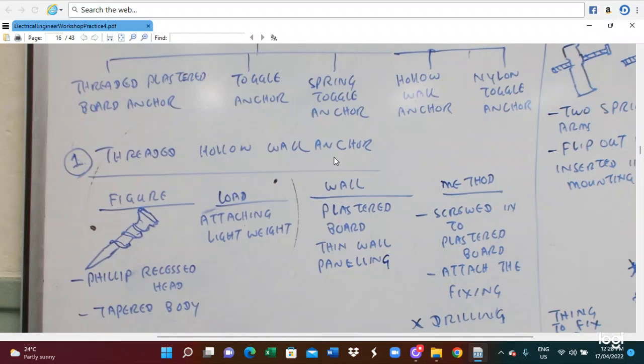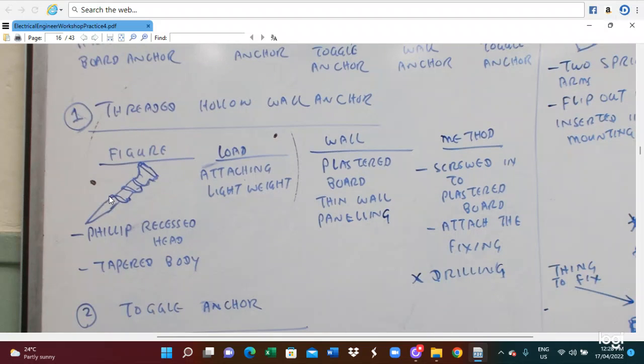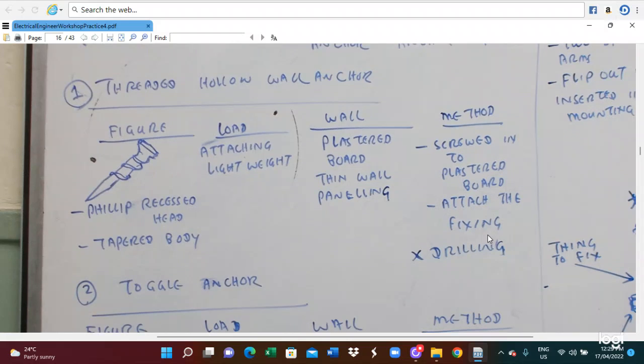The threaded hollow wall anchors are shown here. They can have a fillet or raised head and a timber body. They are for attaching lightweight items, and we can use them for thin plasterboard walls. In this case, we screw into the plasterboard attached to the facing.